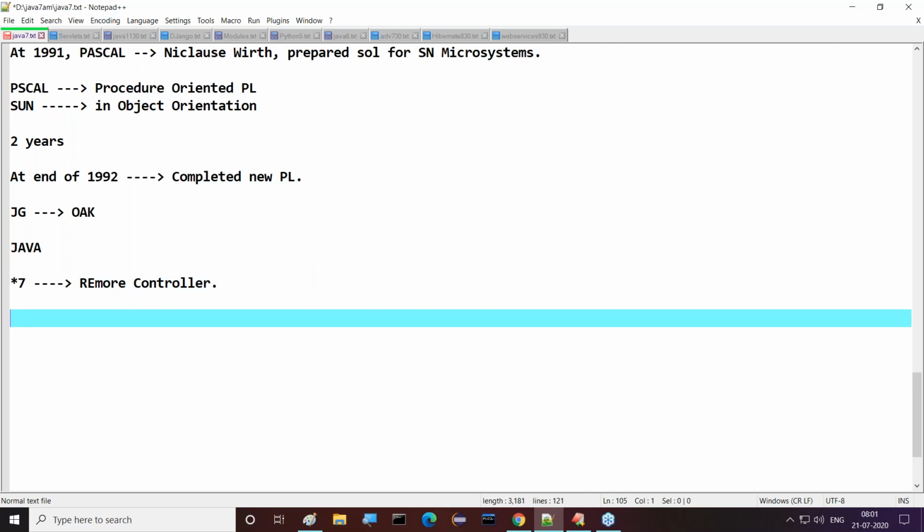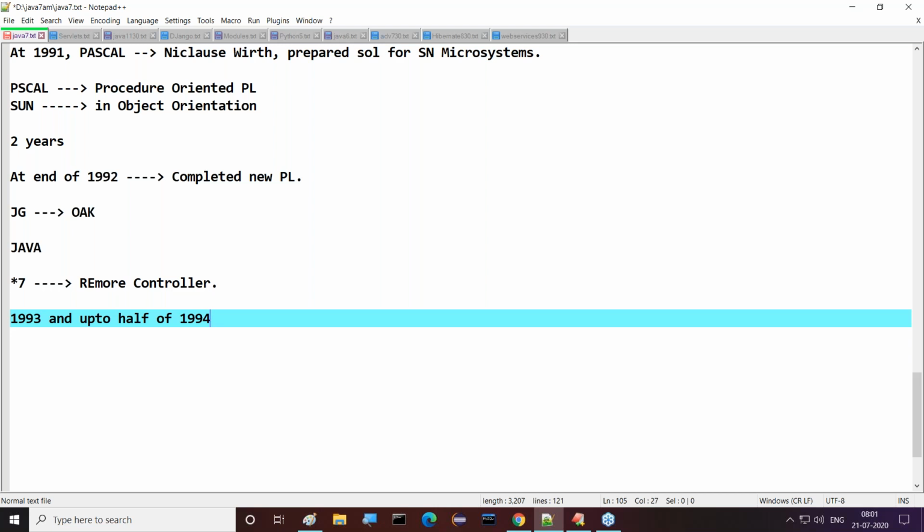Right from the beginning of 1993 and up to half of 1994, Sun Microsystems waited to find a customer for the Star 7. But no customer was identified for the Star 7. Nearly 1.5 years they waited. Understand it clearly now: the first product on Java was a failure.